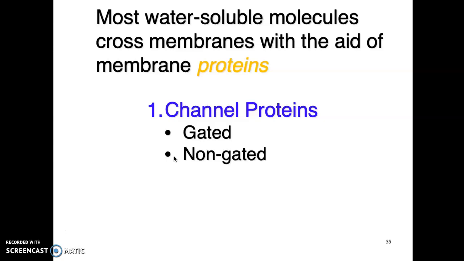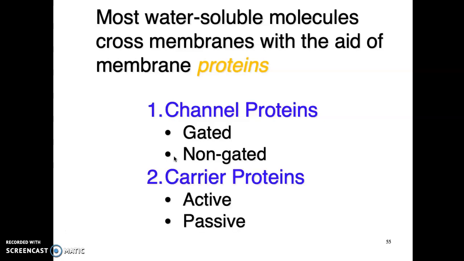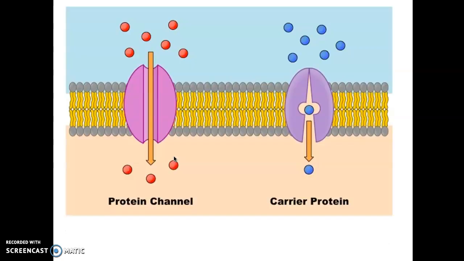So number one could be a channel, or it could be a carrier, and these differ. They're still both proteins. Both are going to allow molecules to come through from the outside in or from in out, but they will look slightly differently and they behave differently. So these carrier proteins can be active or passive, and we'll look at these. On the left, the pink one there is a protein channel. On the right is a carrier. So take a look and see what looks immediately different.